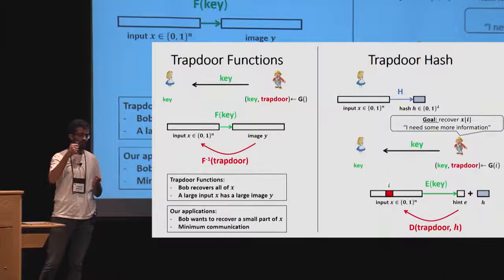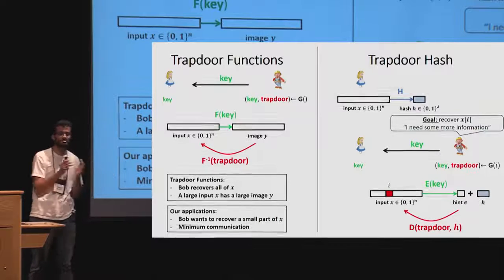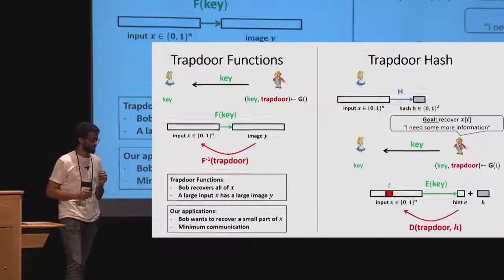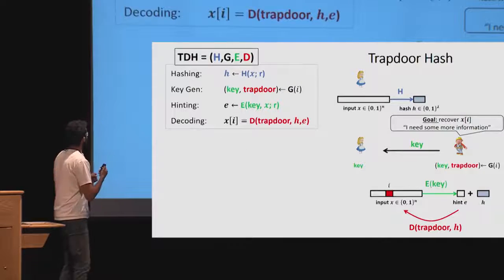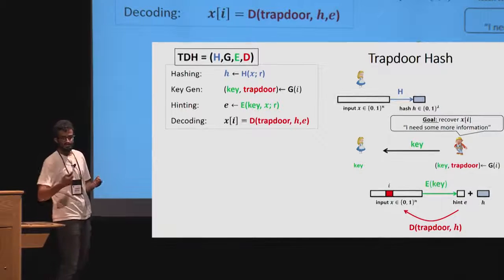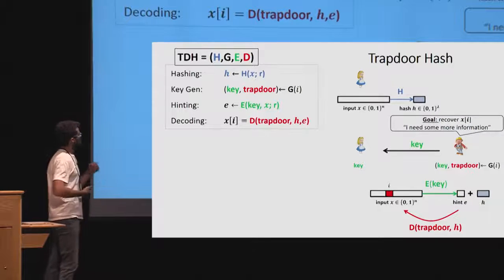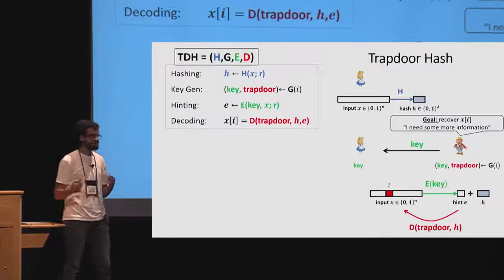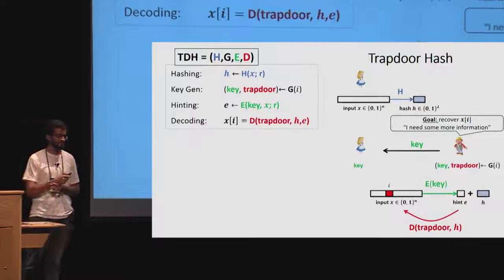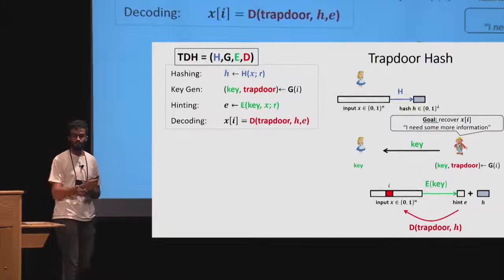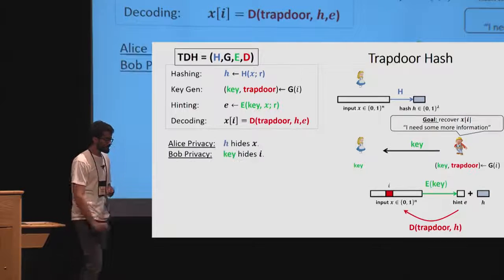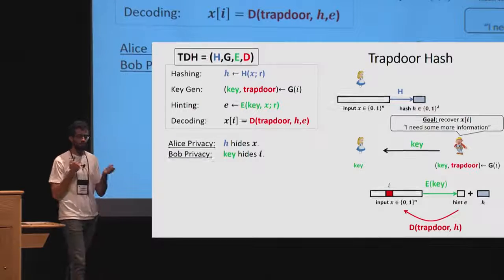So again, Bob recovers only xi, but he needs much less information, which consists of the hint and the hash only. So the syntax of trapdoor hash consists of 4 algorithms: the hashing function that takes the input x and the randomness r, the key generation, which allows Bob to generate a key and a trapdoor. We have the hinting function and the decoding, which takes the hash value and the hint and recovers xi given the trapdoor. And we're going to require security for both parties.